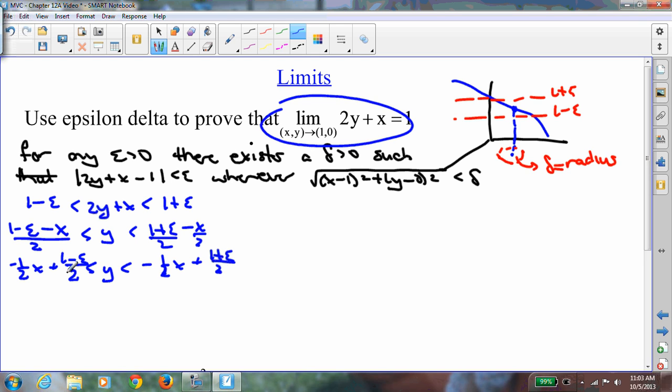So I'm going to go ahead and graph this. So here, let's say we're going to graph this. So (1 plus epsilon) over 2, let's say this is 1. Okay, (1 plus epsilon) over 2, let's make it right there. And then a slope of negative 1/2. So here's my upper bound for y. And then we'll say this is (1 minus epsilon) over 2, and my slope here is negative 1/2 as well. So my y is stuck between these 2 lines.